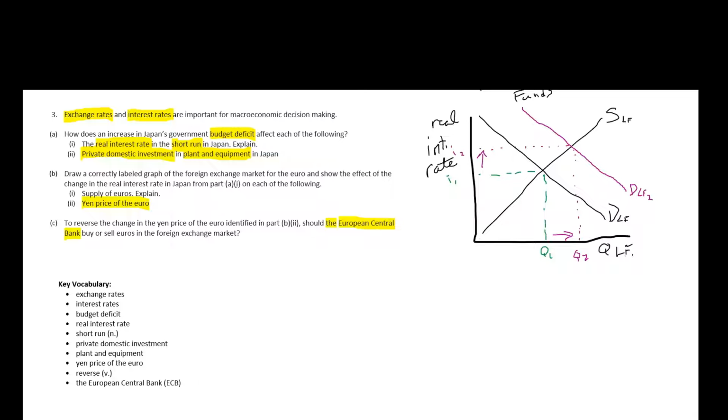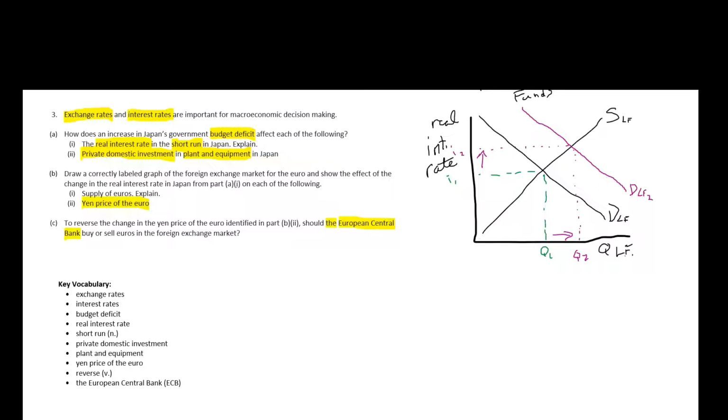So if you had to draw this, and the question does not require you to draw this, you would draw a second demand curve. I've indicated demand for loanable funds with DLF. It would shift to the right. And you can see the arrows. It's always a good idea to put arrows on your graph, even if they're messy like mine, to show the direction of change. So we see an increase from I1, the green dotted line, to the I2, the purple dotted line. That's an increase in the real interest rate.